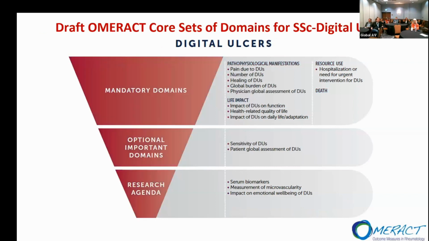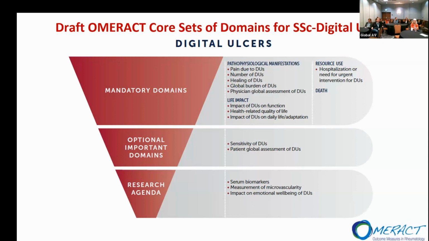The DU one is similar, but not exactly the same. Again, the mandatory domains, the optional important domains, and the research agenda. For pathophysiologic measures, it's the pain, the number of digital ulcers, the healing, the global burden, and then the physician global assessment. The patient global assessment made it to important, but not mandatory. Life impact, again very similar: impact of DUs on function, quality of life, daily life, and the hospitalization piece came in. And these have been more relevant, I think, for DUs, and death.